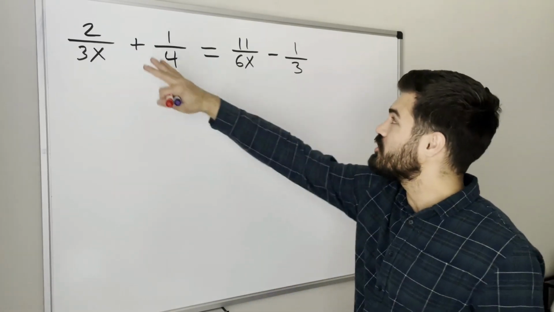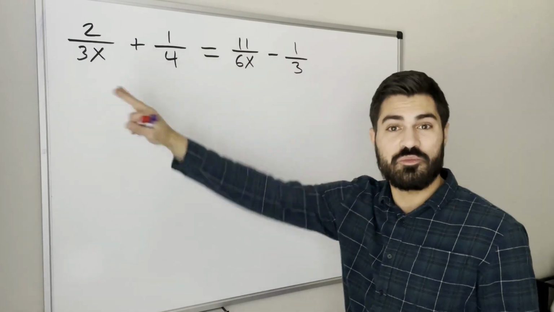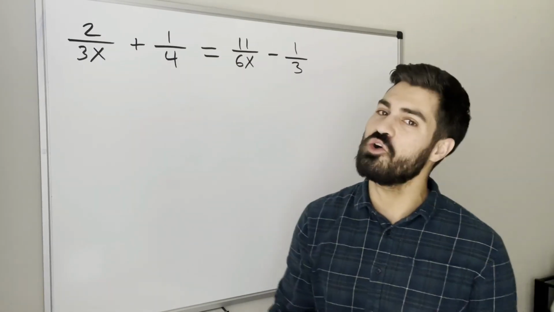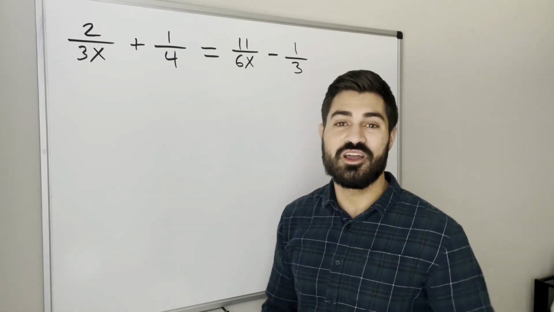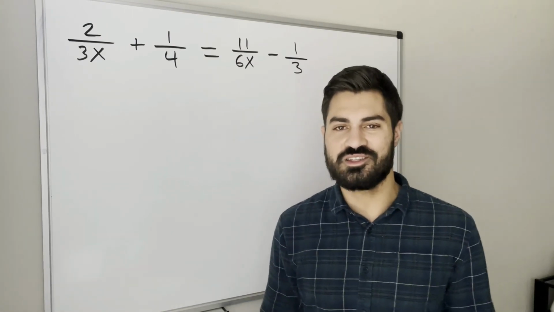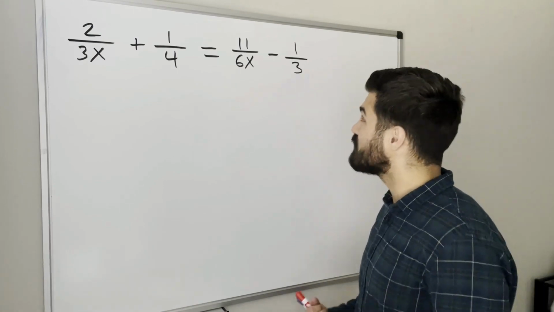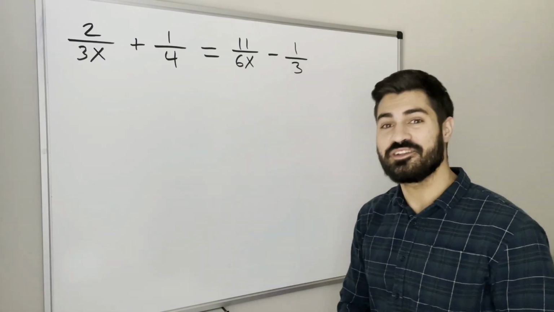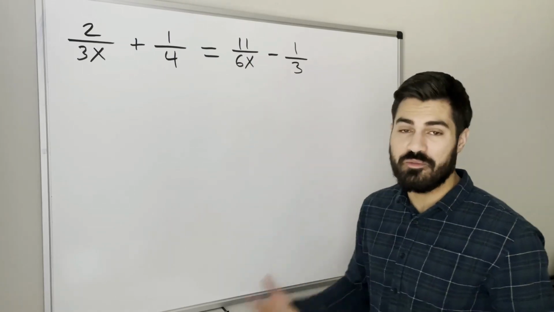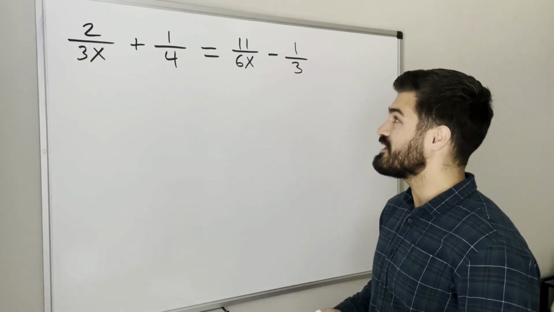Even when we get polynomials and variable expressions in denominators, we still want to get rid of the fractions as quickly as possible to make our lives easier, and we still do that using the least common denominator. So that's going to be the first thing we do when solving rational equations: find the least common denominator and multiply both sides of the equation by that least common denominator.